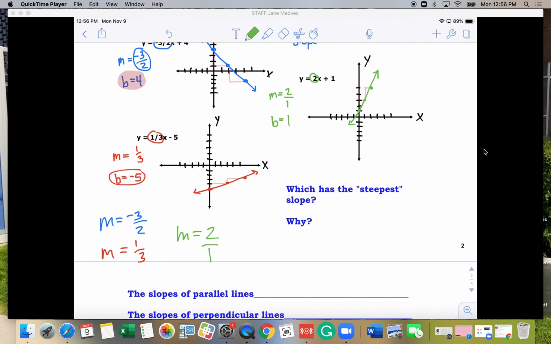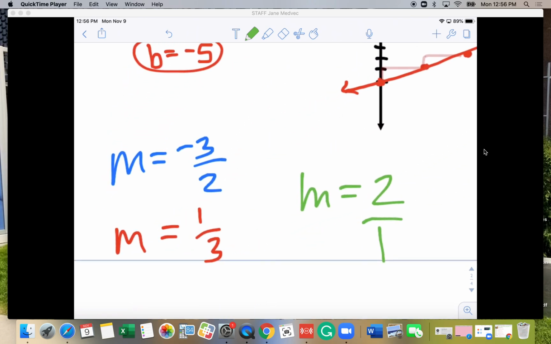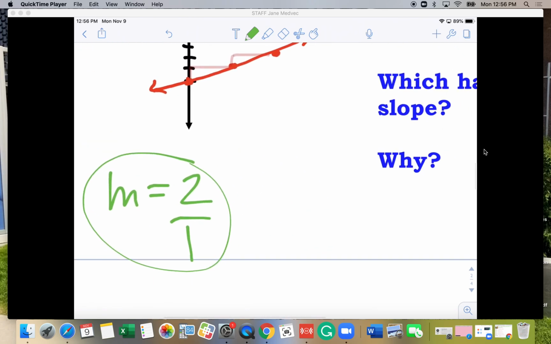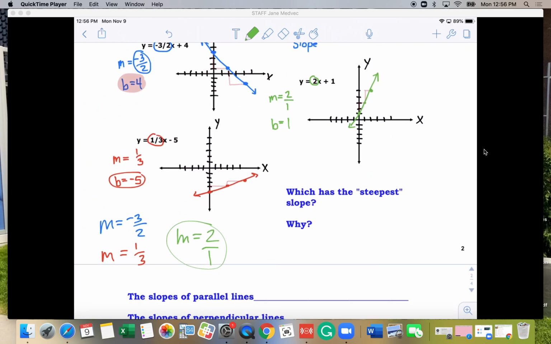What you're going to look at is not necessarily if the slope is positive or negative, but really what is the value. So if I take a look at 3 over 2 or 1 over 3 or 2 over 1, the steepest slope would be 2. So that is the slope that has the highest or the steepest slope.